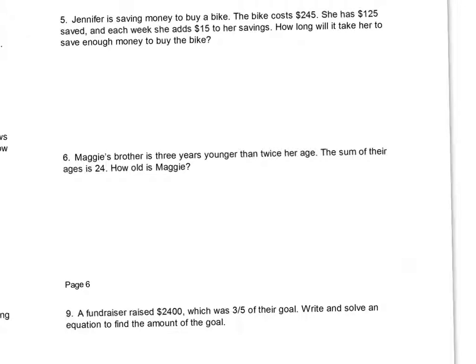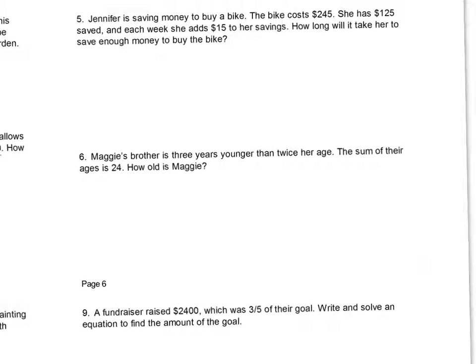Okay, 5. Jennifer's saving money to buy a bike. The bike costs $245. She has $125 saved, and each week she adds $15 to her savings. How long will it take her to save enough money to buy the bike? So we want to know how long it'll take her to save enough money. So if she's adding money weekly, we can just say that W would equal the number of weeks for her to get enough money to buy the bike.